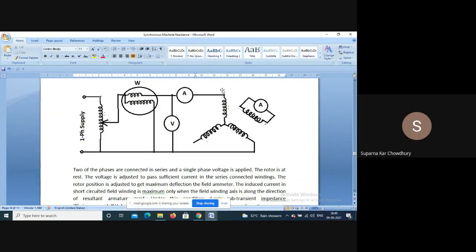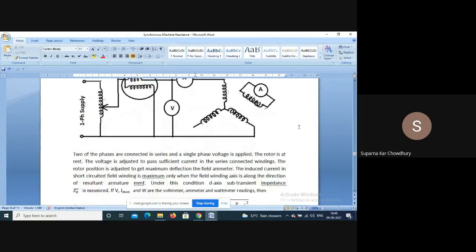So due to the flux created by the current flowing in the armature winding, there will be some EMF induced, and that EMF value will depend on the position of the rotor. So we adjust the rotor to get the maximum deflection on the ammeter. The induced current in the short-circuited field winding is maximum only when the field winding axis is along the direction of the resultant armature MMF wave.